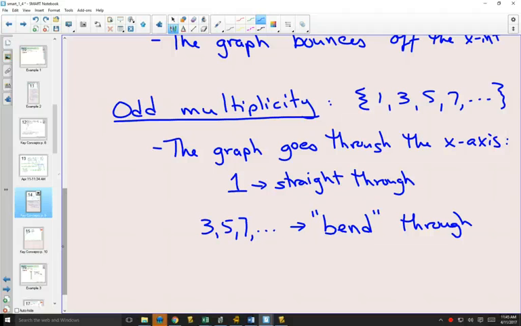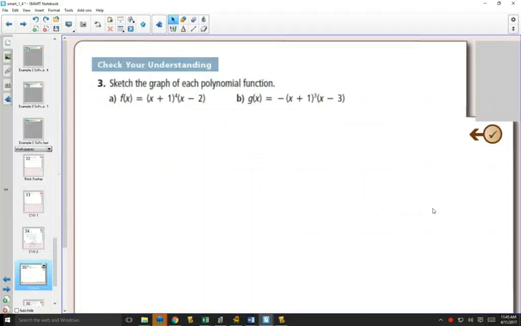So we have, when something is factored, now we're going to add thinking about the multiplicity of that graph. So in our example here, on example 3, we're going to sketch these graphs. The nice thing about these ones is they're already factored, so we're not going to have to worry about factoring them. We can use the same intercepts technique. So let's find our y-intercept.